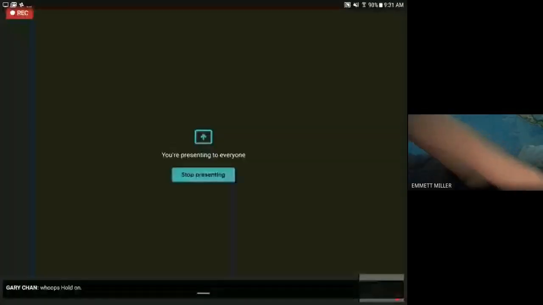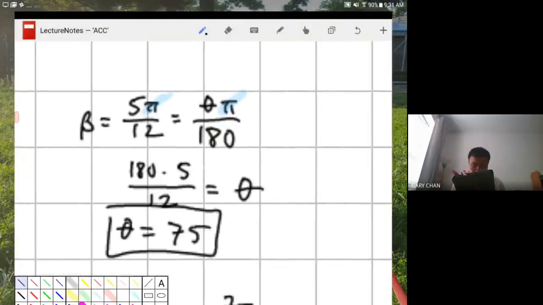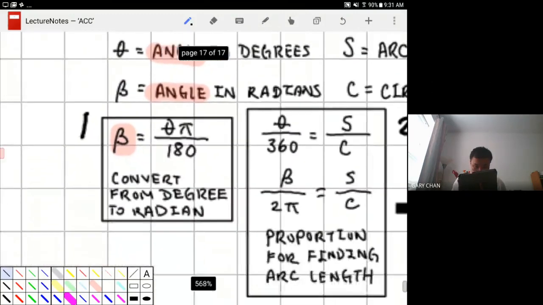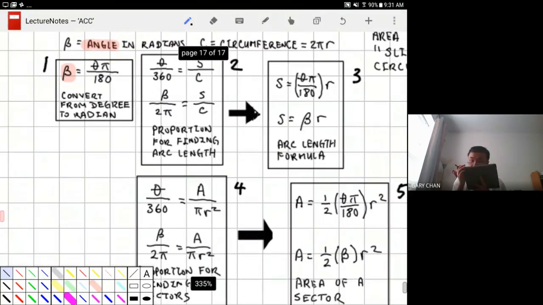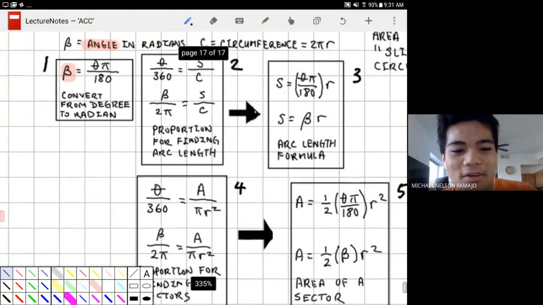Okay, so now that we know this, I'm going to, again, pop back to the tablet. So I'm back over here. Which formula are we going to be using, guys? Area of a sector.